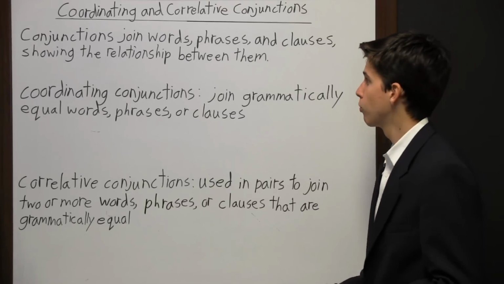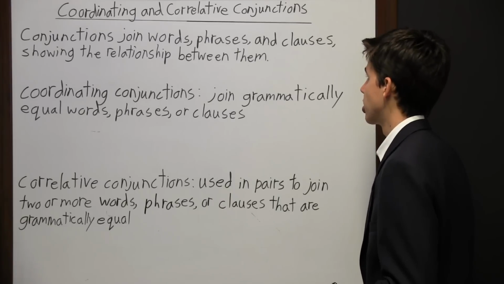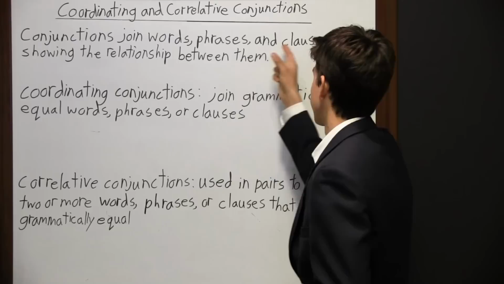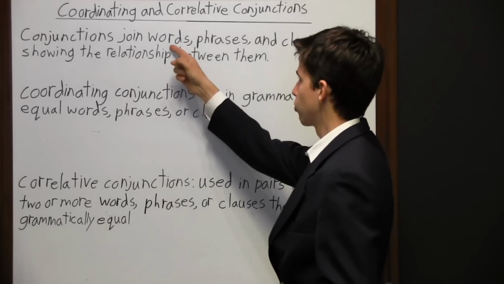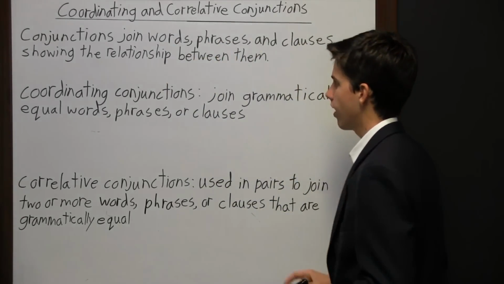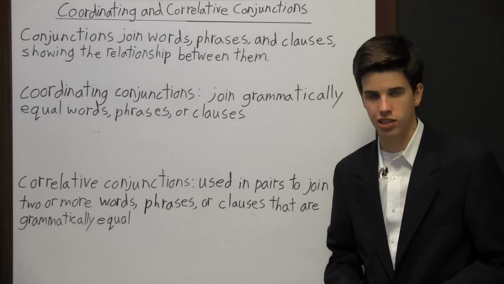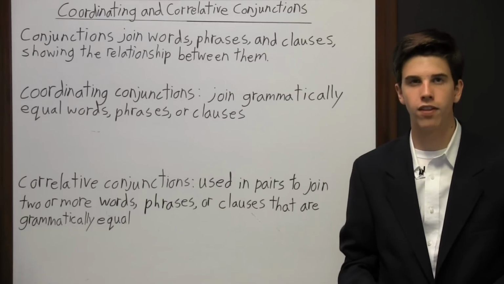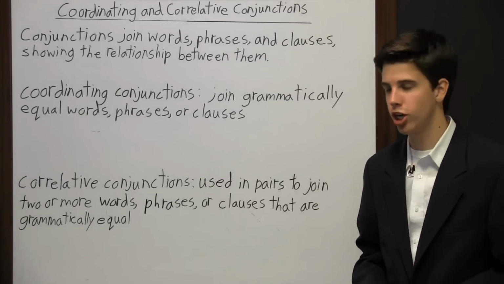Conjunctions join words, phrases, and clauses, showing the relationship between them. So conjunctions join words, phrases, and clauses, and in addition, they show the relationship between these words, phrases, and clauses. And so there are some categories of conjunctions, including coordinating, correlative, and subordinating. And then there are conjunctive adverbs or transition words, which are another type of conjunction.